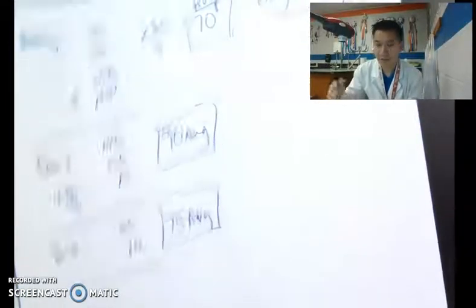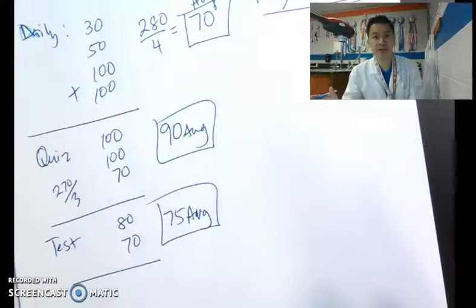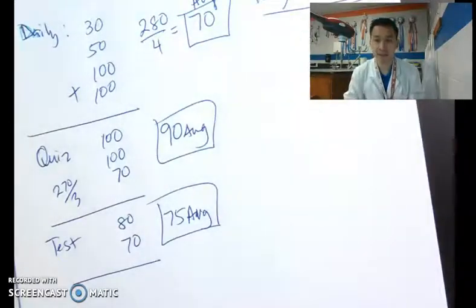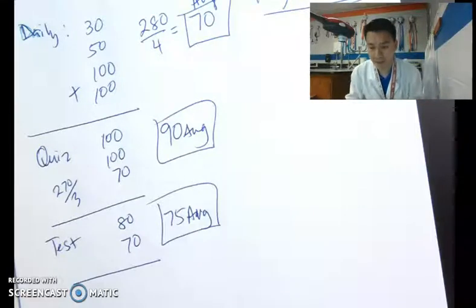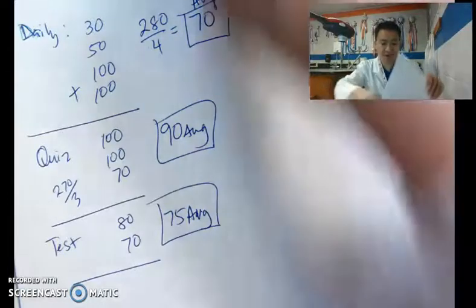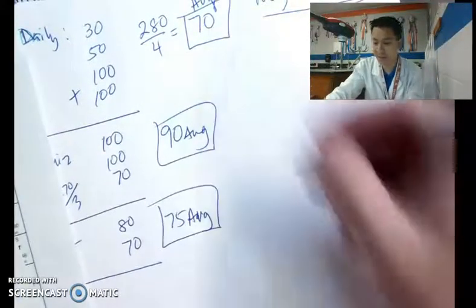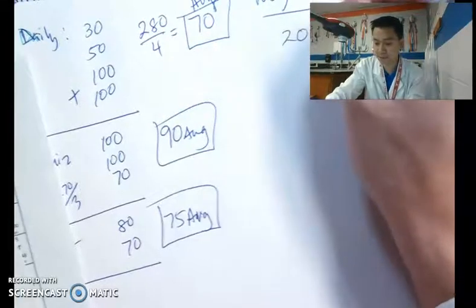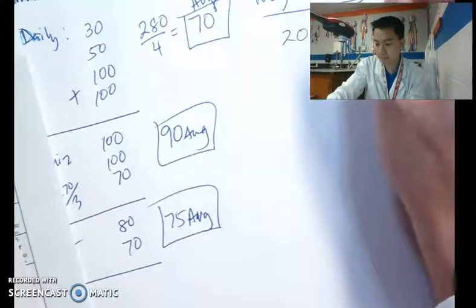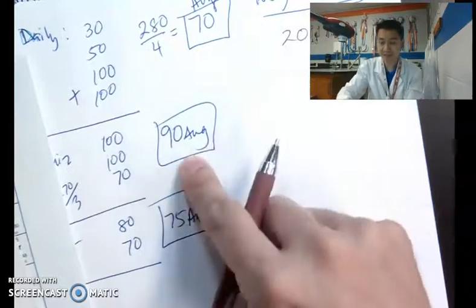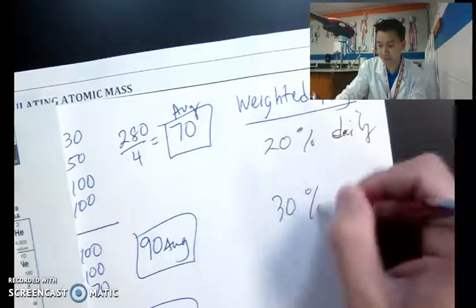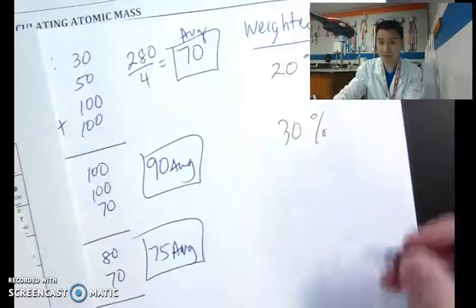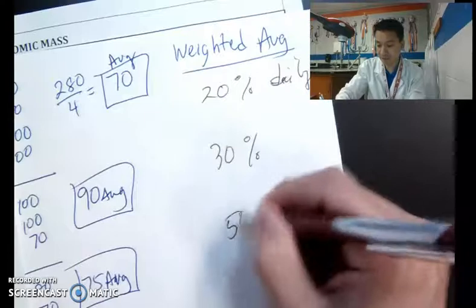So to calculate your grade in this class, if these were your grades, do you just add these 3 sections up and then divide by 3? Does it work that way? No. You can only do that if they're weighted the same. But in chemistry, you know very well that it's not the same, because daily average is only 20%. Quizzes and labs are 30%. And then your test average is 50%.